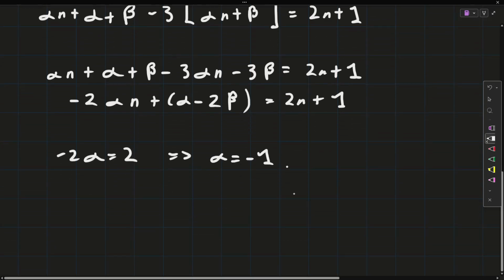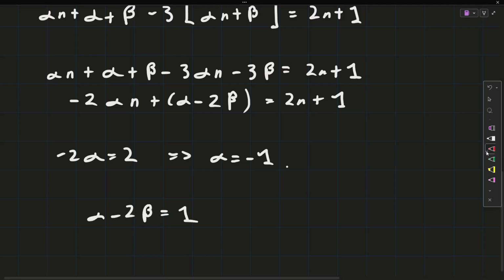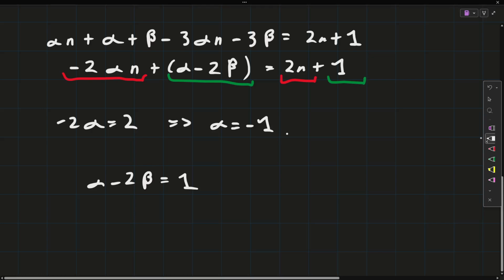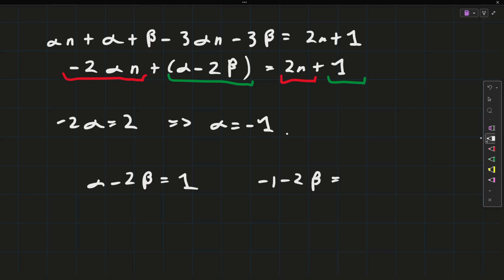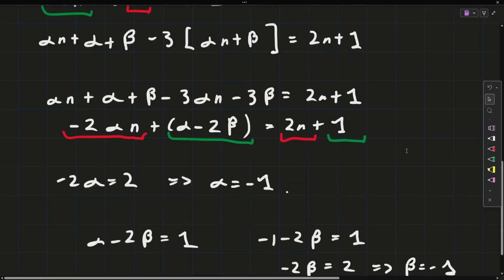And we also know that alpha minus 2 beta should be equal to 1. So again, this part should be equal to this part. And this part should be equal to this part. We know that alpha is minus 1. So that means that minus 1 minus 2 beta is equal to 1. Bring the 1 to the other side. Then we get minus 2 beta equals 2. And this tells us that beta is also equal to minus 1. So we've just figured out what alpha and beta should be.